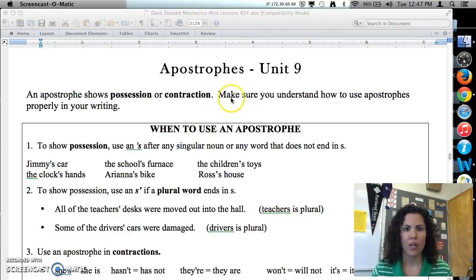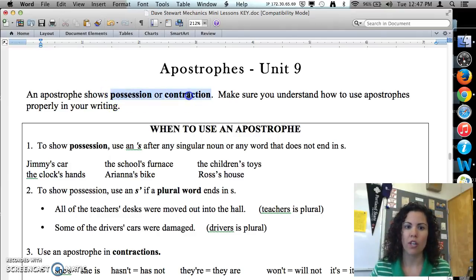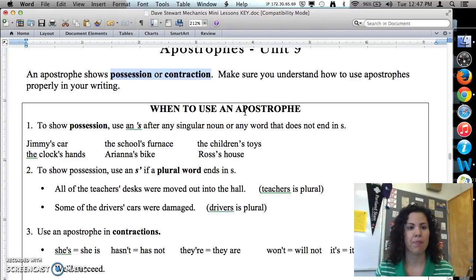Here we are in Unit 9, apostrophes, and apostrophes are used to show possession or contraction. So here we want to make sure we understand how to use apostrophes correctly in our writing. So when do you use an apostrophe?